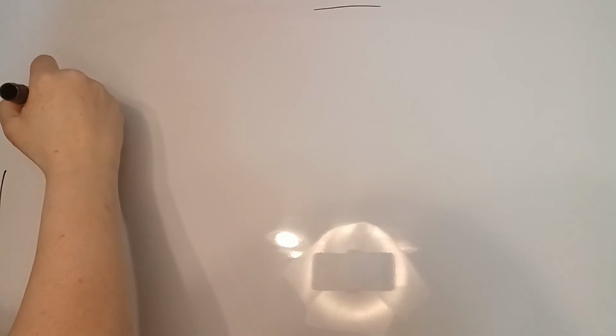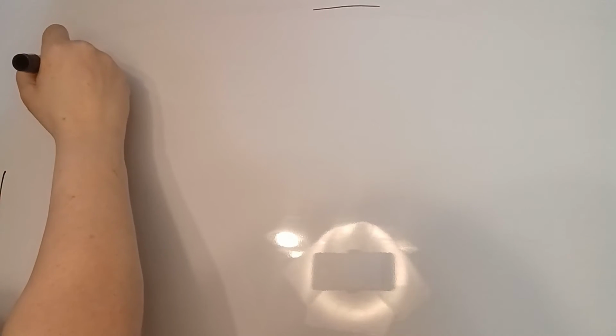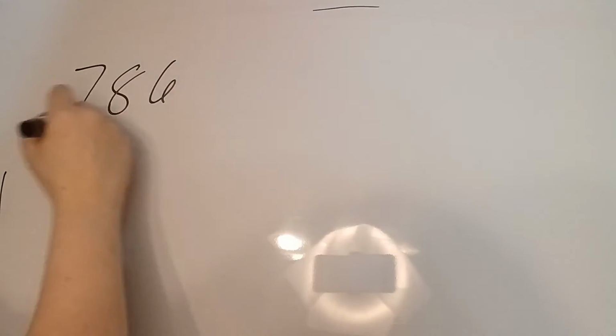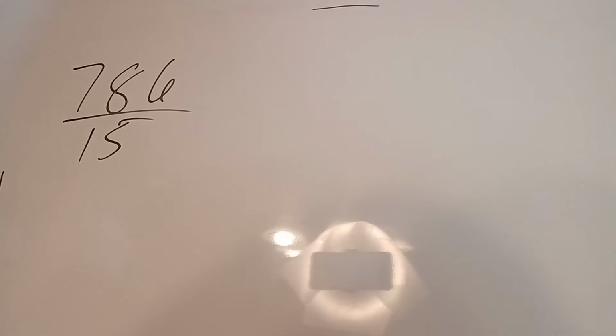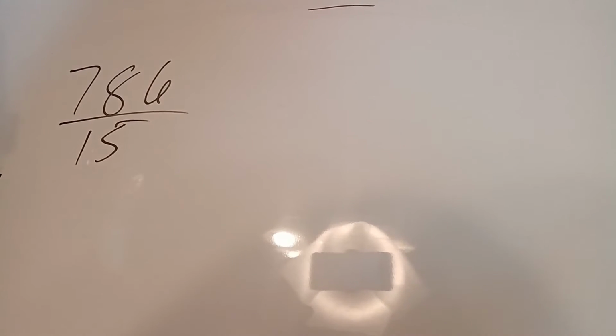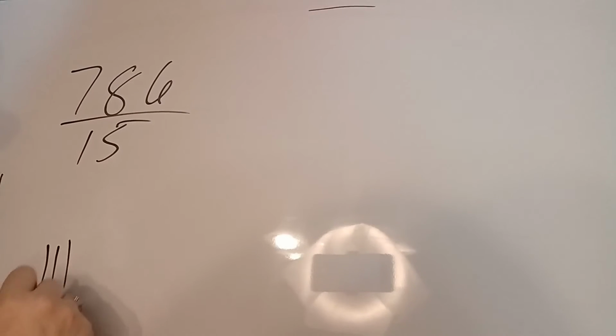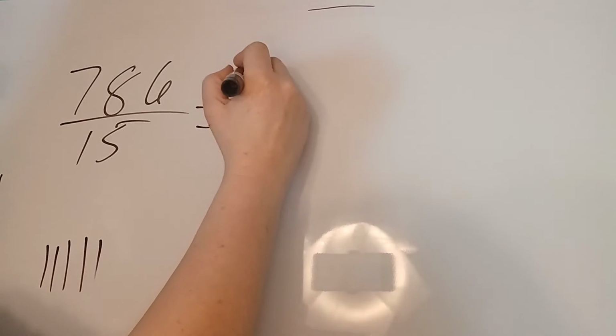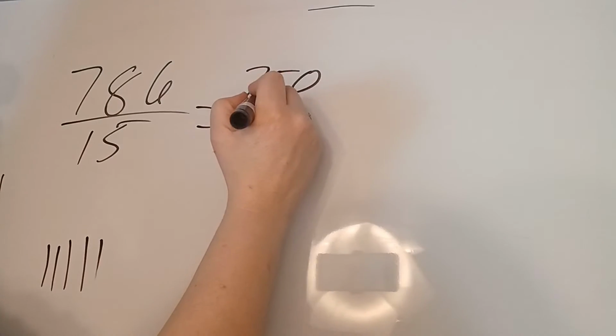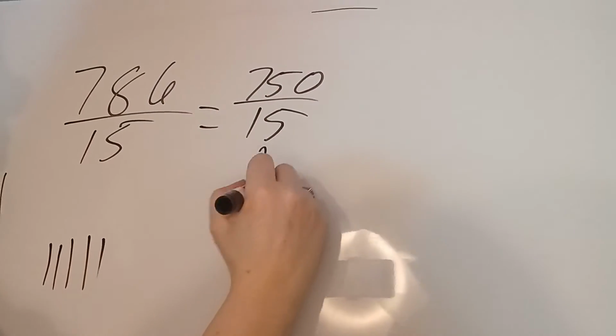Let's do a hard one. Let's do 786 divided by 15. All right. Let's just count up: 15, 30, 45, 60, 75. So that's 5. It's going to give us a 5.